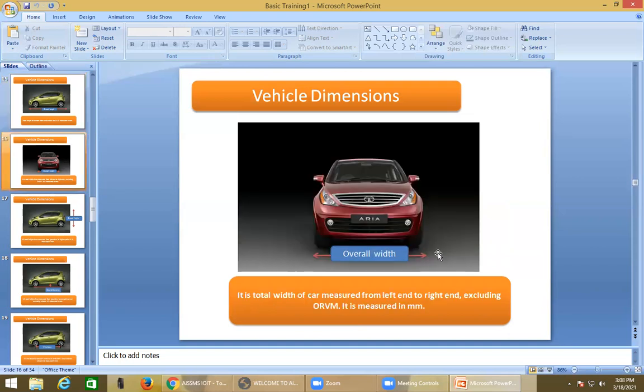Then vehicle dimensions, overall width. It is the total width of the car measured from the left end to the right end, excluding the ORVM. It is measured in terms of millimeter. The picture shows the overall width, with the outside rear wing mirror.